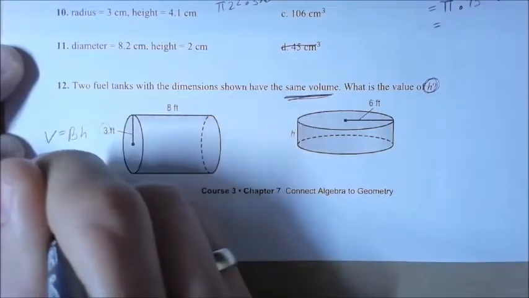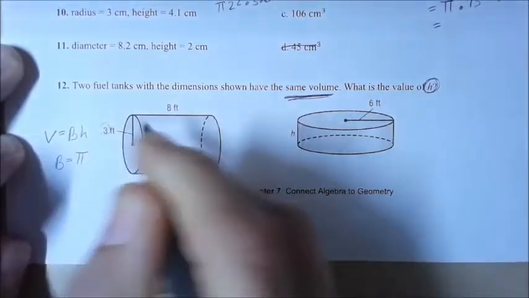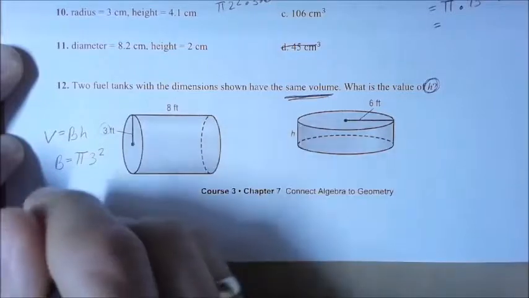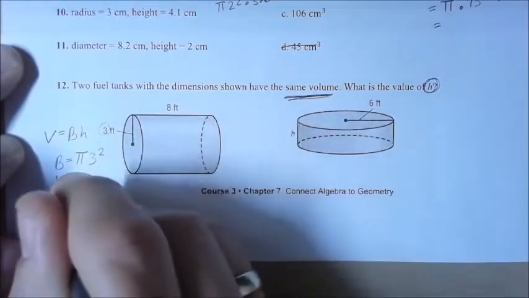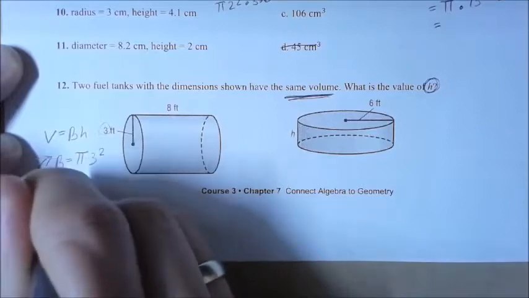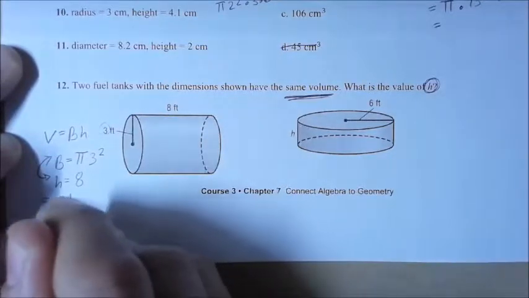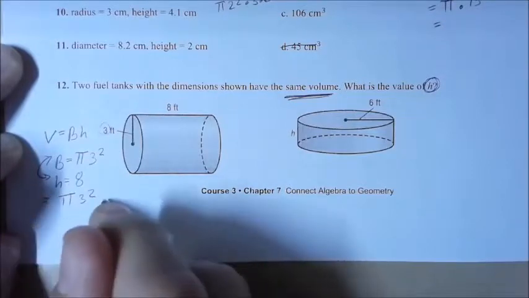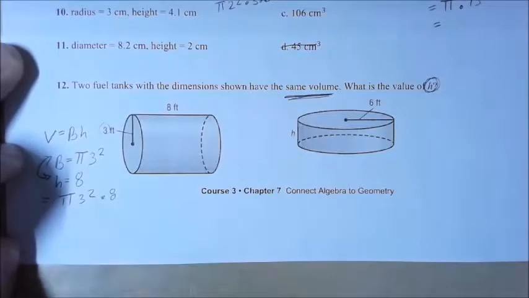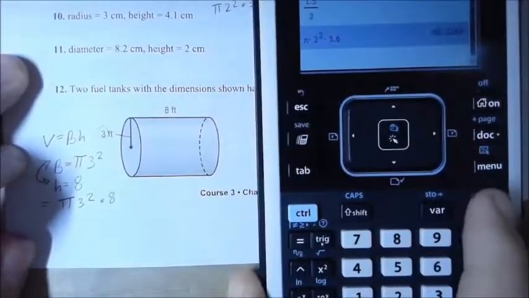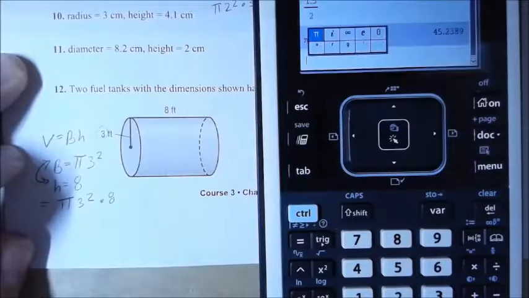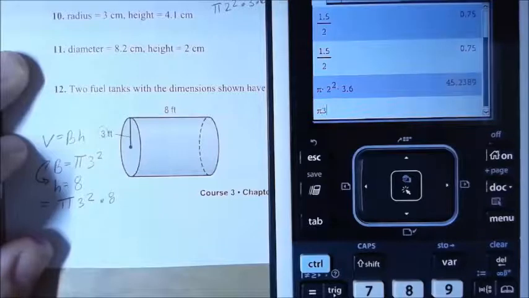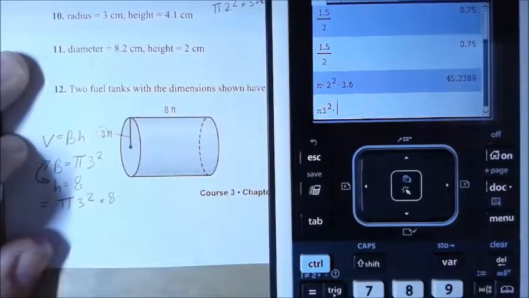So we got big B times H. Big B is equal to pi r squared. Since this is just half of it, it's the radius, so it's pi 3 squared. Our height is 8, so we just have 8. Now we need to multiply these two together. So we got pi times 3 squared times 8. Let's go ahead and put that in here. So we have pi, and we're going to multiply that times 3 squared times 8.